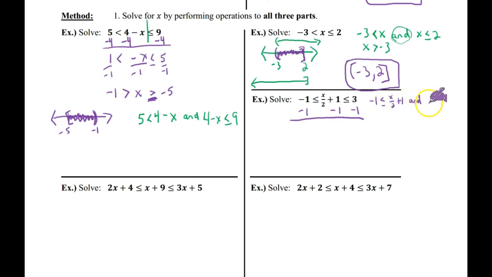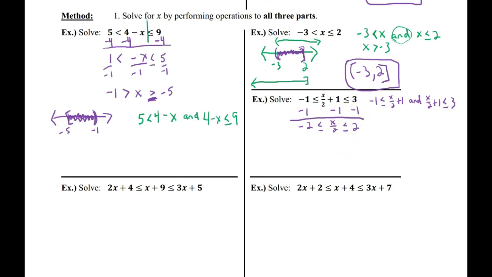And the same middle part needs to be less than or equal to 3. So again, you could solve them individually, and then graph them, and then find the overlap. Since I only have a variable in the middle, I'm going to continue with this, where whatever I do in the middle, I also do on the outsides. So negative 1 minus 1 would be negative 2. I still have my x divided by 2 in the middle. And 3 minus 1 is positive 2.